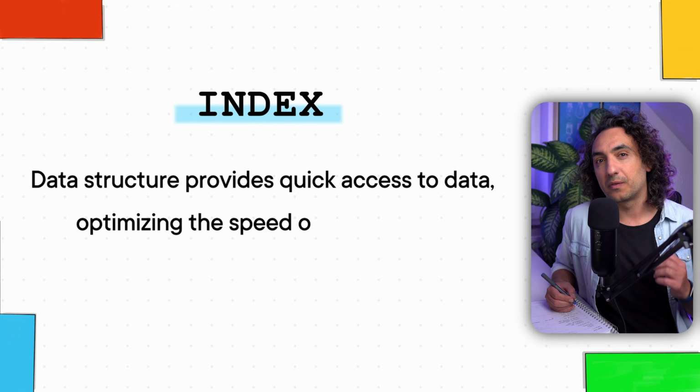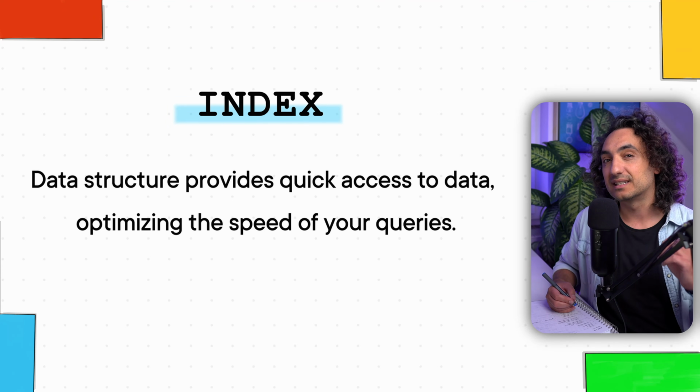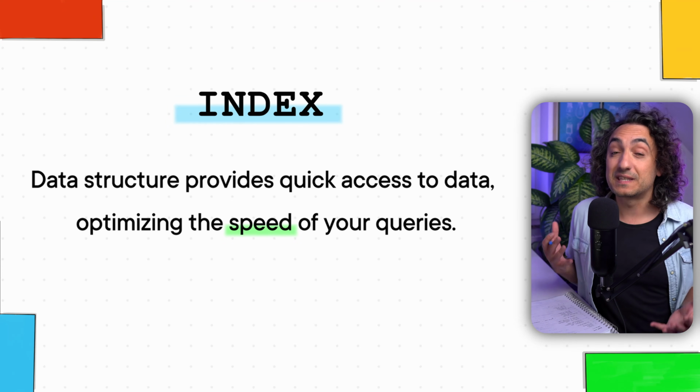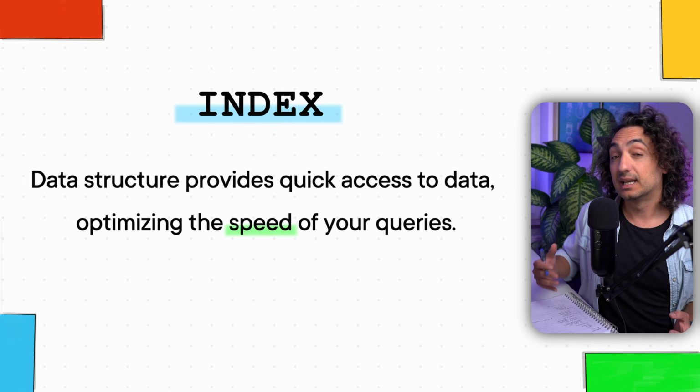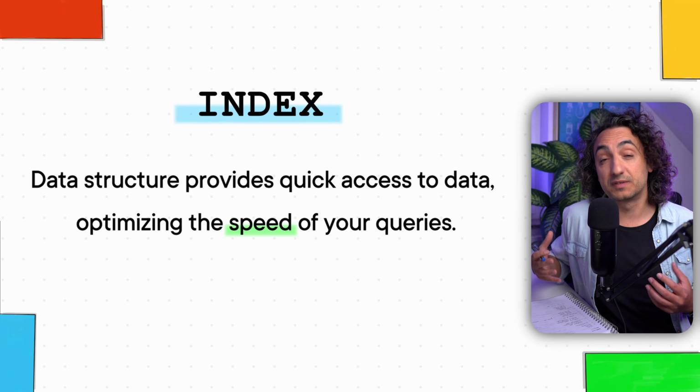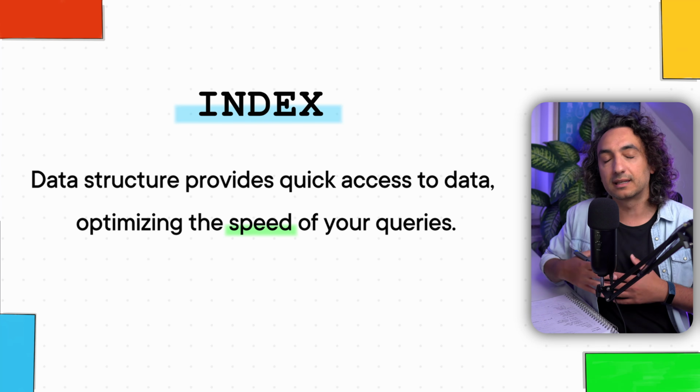So what is an index? An index is a data structure that provides quick access to the rows to improve the speed of your queries. So an index is like a guide for your database in order to speed up the process of searching for data, especially if you have big tables.